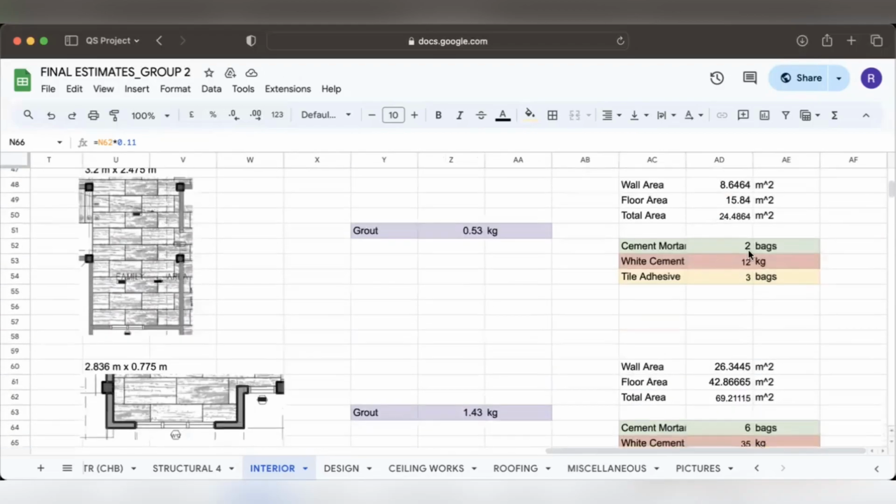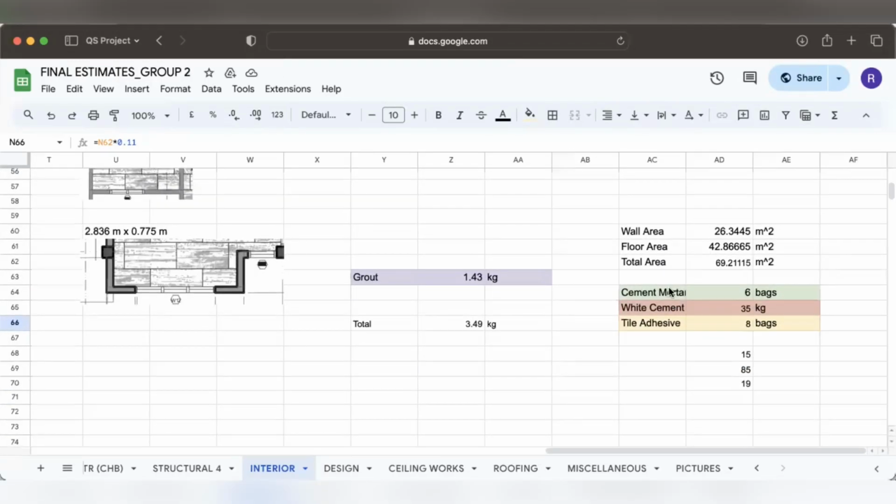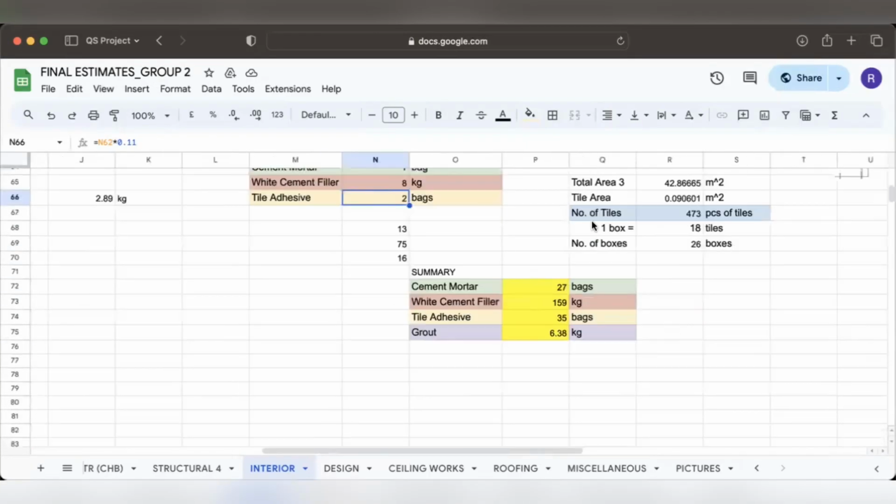And for area 2 of the second floor, we need 2 bags of cement mortar, 12 kilograms of white cement filler, 3 bags of tile adhesive. Lastly, 6 bags of cement mortar for area 3 of the second floor, 35 kilograms of white cement filler, and 8 bags of tile adhesive. So in summary, the total cement mortar that we will be needing is 27 bags. For the white cement filler is 159 kilograms. Tile adhesive is 35 bags. And for the grout, we have 6.38 kilograms.